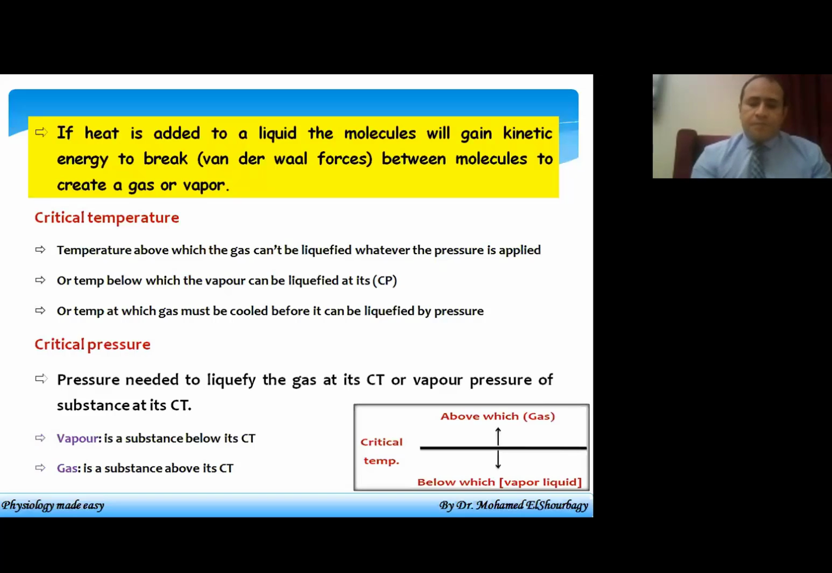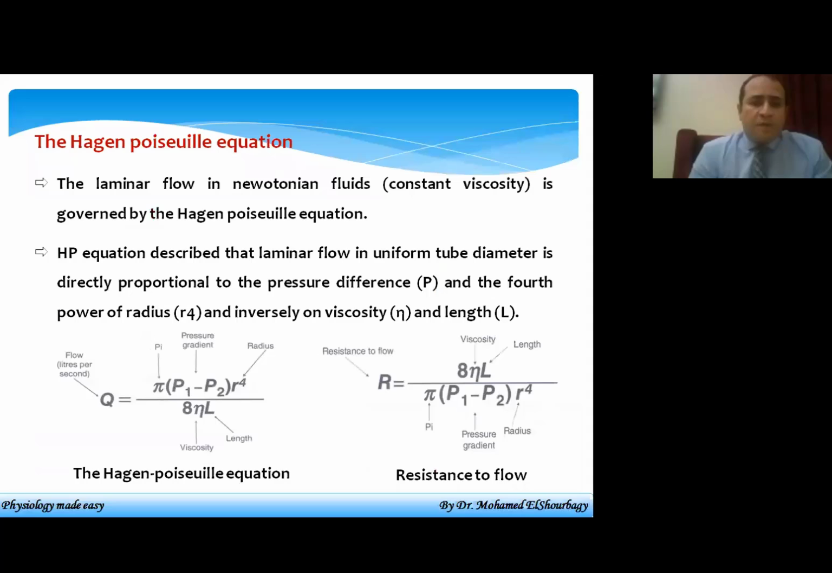Next, what about the Hagen-Poiseuille equation? The Hagen-Poiseuille equation describes laminar flow in Newtonian fluids, and the factors determining it. What are Newtonian fluids? Newtonian fluids maintain constant viscosity despite changes in flow rate or flow velocity.